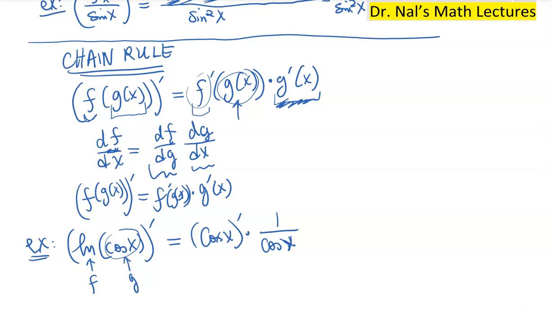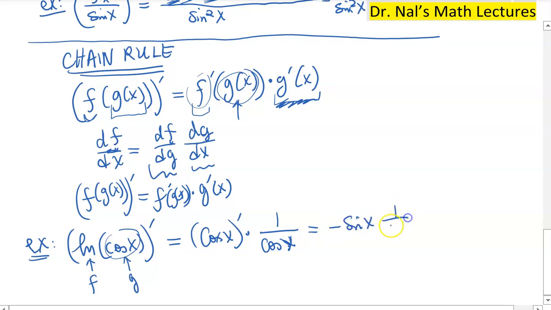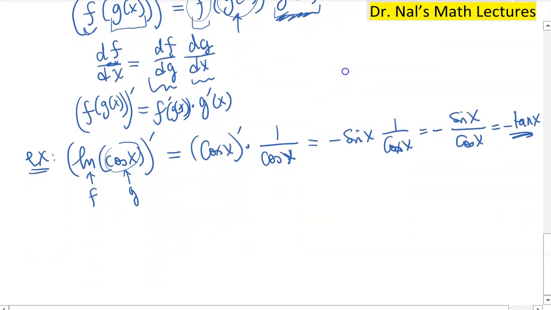And that's it. So cosine of x, the derivative is minus sine of x, and we still have 1 over cosine of x there. Or if you want, we can write it as minus sine of x over cosine of x, but sine of x over cosine of x was tangent of x, so this is minus tangent of x. Very straightforward. So here's another example.